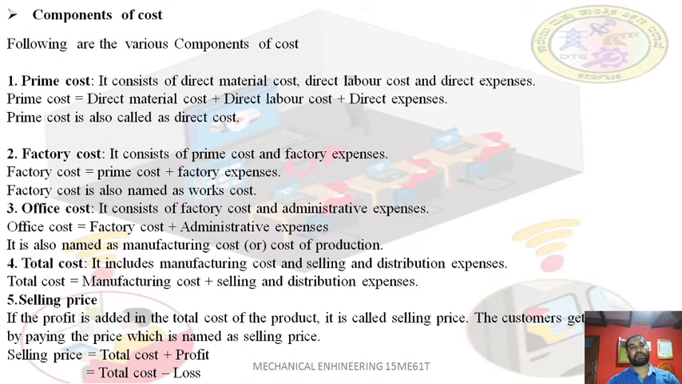The components of cost. What are the components of cost? The following are the various components of cost. That is prime cost, factory cost, office cost, total cost, and selling price. So there are five components of cost. These are the components of the cost. We'll discuss them one by one.